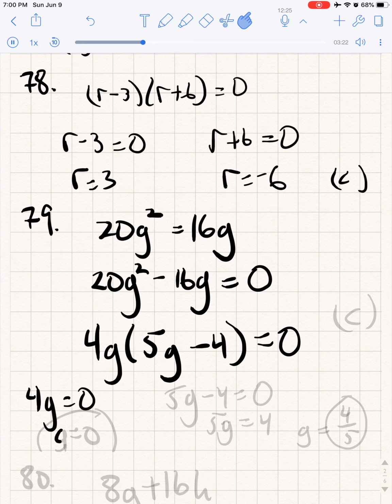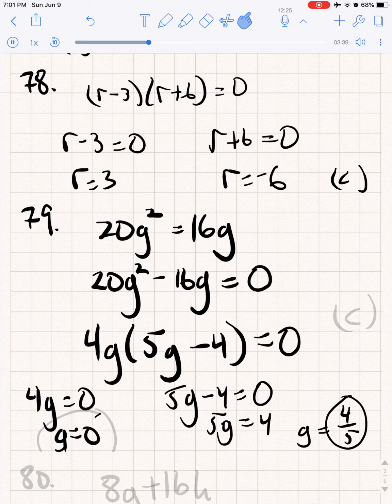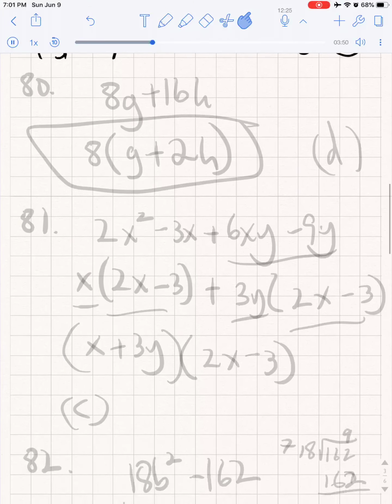4g equals 0, g equals 0 is one of the solutions. 5g - 4, set it to 0. Now we have 5g equals 4. Now we have g equals 4 over 5. So g equals 0, g equals 4 over 5. Which choice is that? Choice C for 79. Moving on to 80.